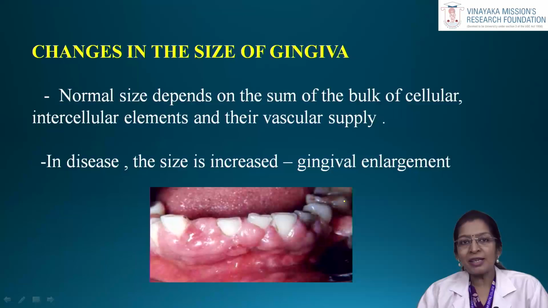Moving on to the changes in the size of the gingiva. The normal size depends on the sum of the bulk of the cellular and intercellular elements and their vascular supply. In diseased conditions, the size is naturally increased. An example is the case of gingival enlargement.